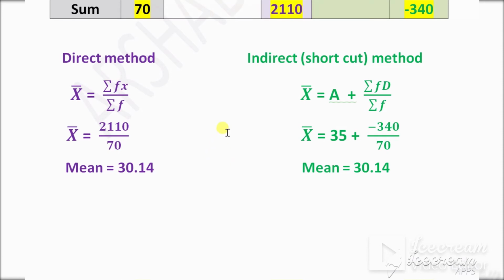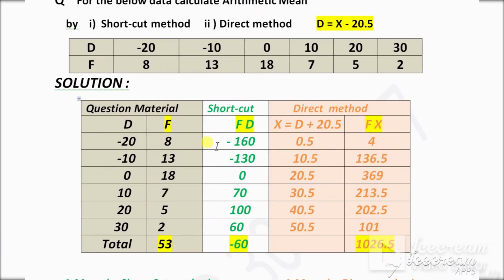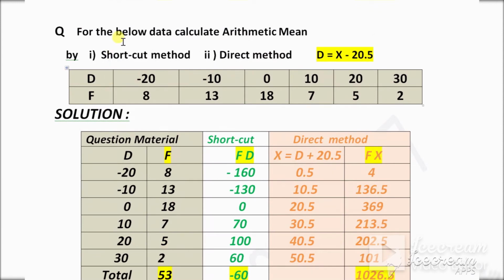So the next question now. Calculate for the below data the arithmetic mean by shortcut method and direct method, where d is equal to x minus 20.5. It is given in the question now. This is a different type of question. For the below data, calculate arithmetic mean by shortcut method and by direct method. And d is also given. Here in the question, d is given.